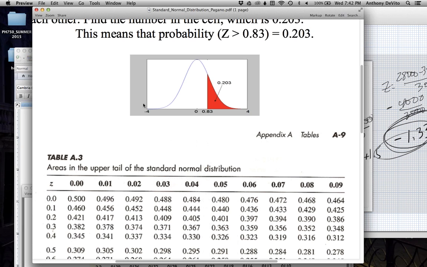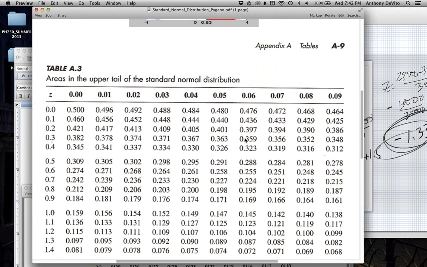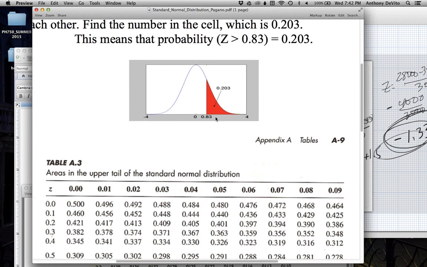What if I wanted to know the area for a z-score of -1? Well, I can't get -1 from this. I can get +1 and find out that this area is 15.9%, right? But if I have a -1 z-score, well, since this is symmetrical, then the area to the left of -1 is going to be 15.9% also.